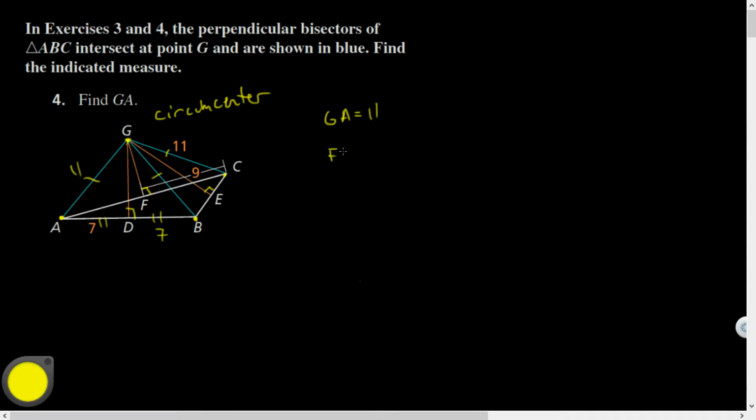Side question, what is FA equal to? Yeah, that would be 9, right? Because it's a perpendicular bisector, so that would be 9.